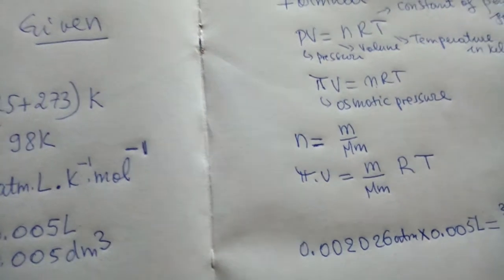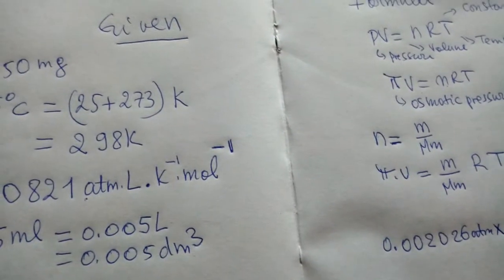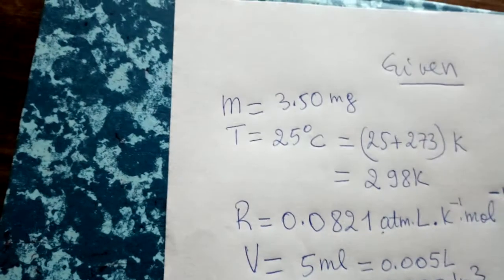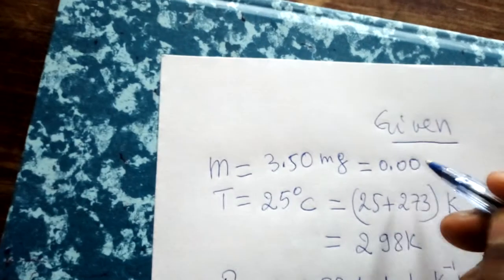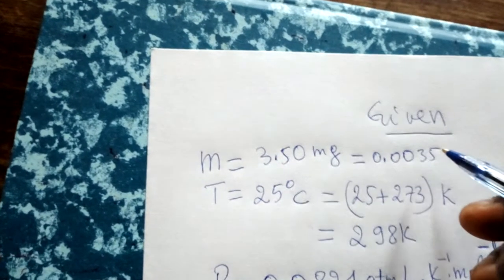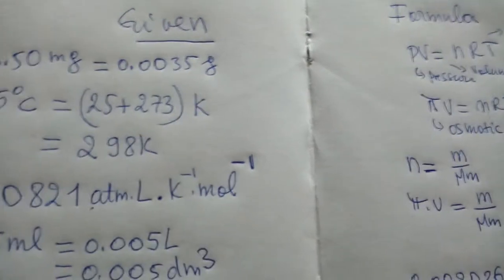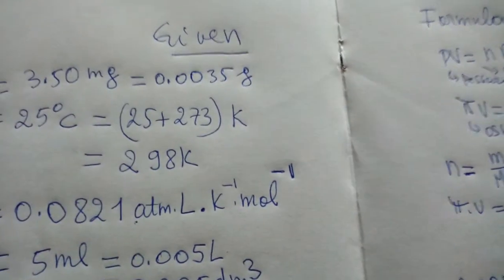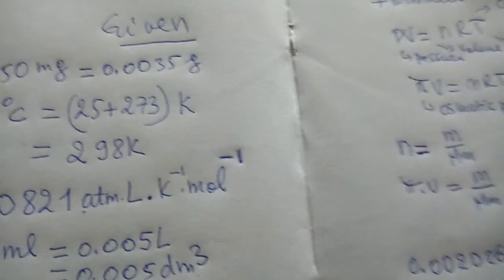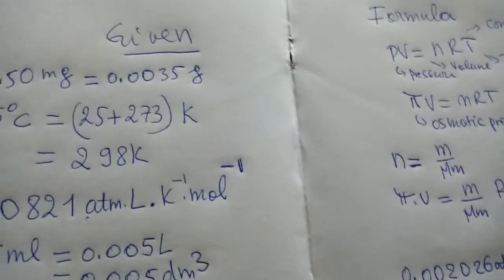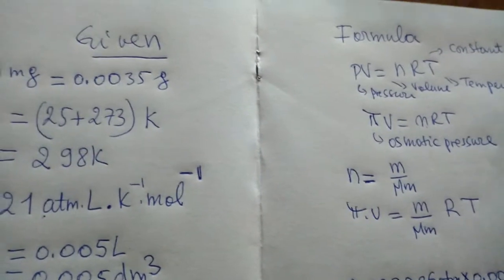Milligram. This is milligram, but for the mass we have to convert into gram. It will be 0.0035 gram, because we have to divide by 1000 to convert from milligram to gram. You find in the equation it is 3.5 times 10 power negative 3.